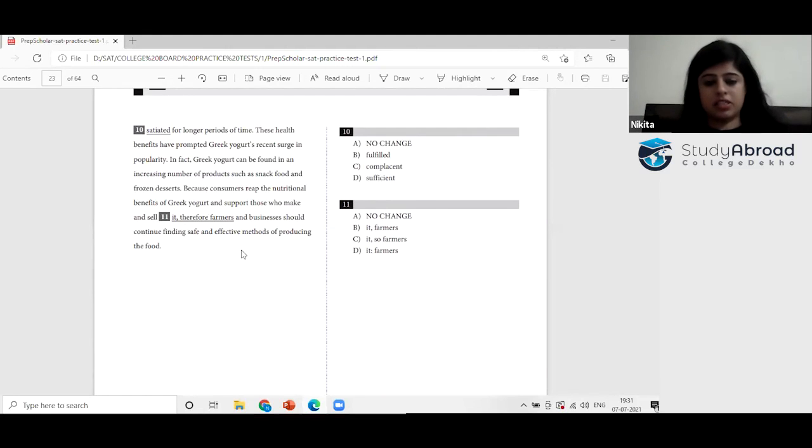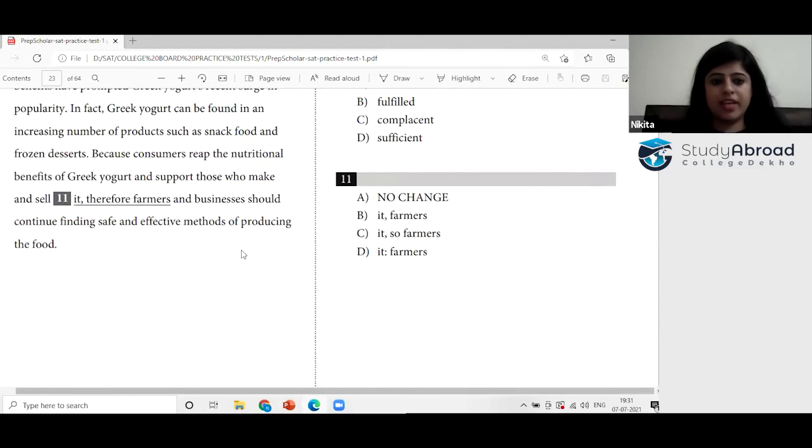Now, last but not the least question. It says, because consumers reap the nutritional benefits of Greek yogurt and support those who make and sell it, therefore farmers and businesses should continue finding safe and effective methods of producing the food. Again, it's a question on punctuation, plus another thing as well, that is, one or another word is being added on, and you have to make a decision whether it should come or not. It, therefore farmers; it comma farmers; it comma so farmers; or it colon farmers.